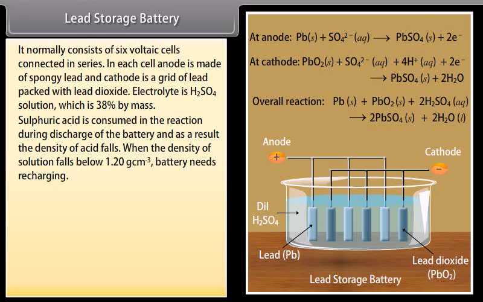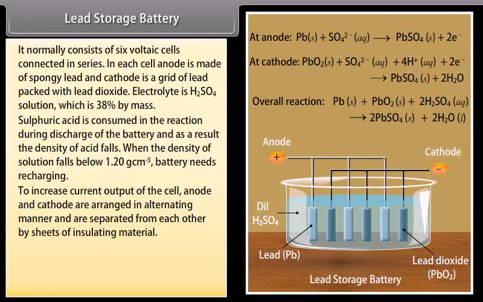When electrical energy is supplied to the battery from an external DC source, the cell operates like an electrolytic cell and chemical reactions take place. But now, the electrode reactions are the reverse of those that occur during the discharge of the battery. To increase the current output of the cell, anodes and cathodes are arranged in an alternating manner and are separated from each other by sheets of insulating material.